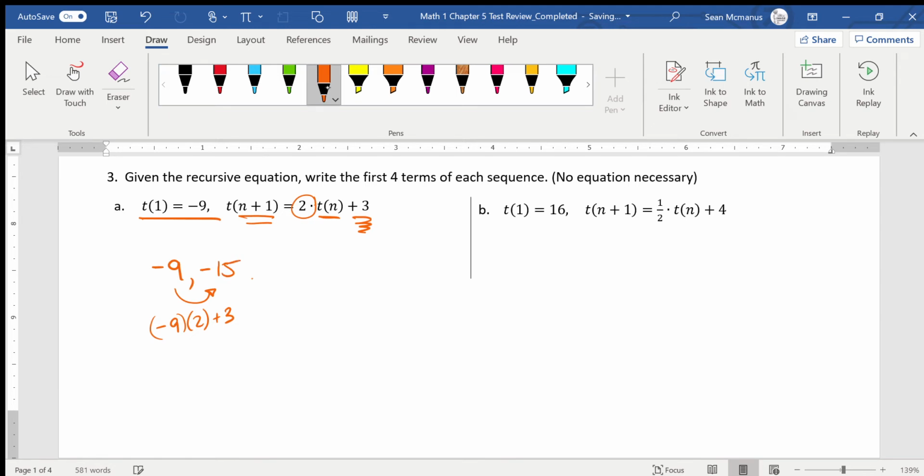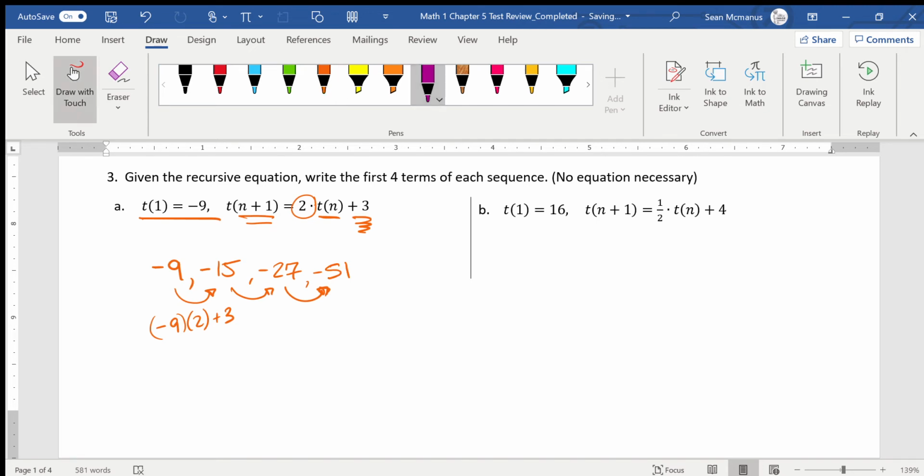So negative 15, right? So be careful with your signs when you're adding a positive to a negative. Right? So from there to there, negative 15 times 2 would be negative 30. And then I add 3. And this one asks for 4 terms. So from there to there, negative 27 times 2 is negative 54. And then I add 3, so negative 51.